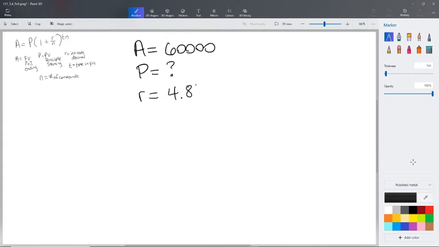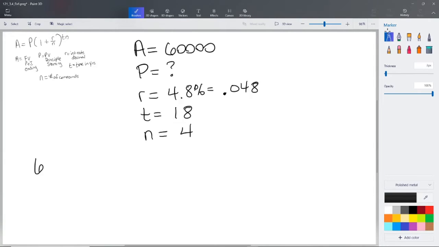So 4.8%, but again, we don't want to use that as that. We want to use it as 0.048. Again, if you need to divide it by 100, there's no shame in that. That will give you the exact decimal that you need. Time, well, the child's going to be going to college 18 years from birth, so 18 is that number. And then the number of times it's going to compound. They tell us quarterly. How many quarters are there in a year? There's 4.